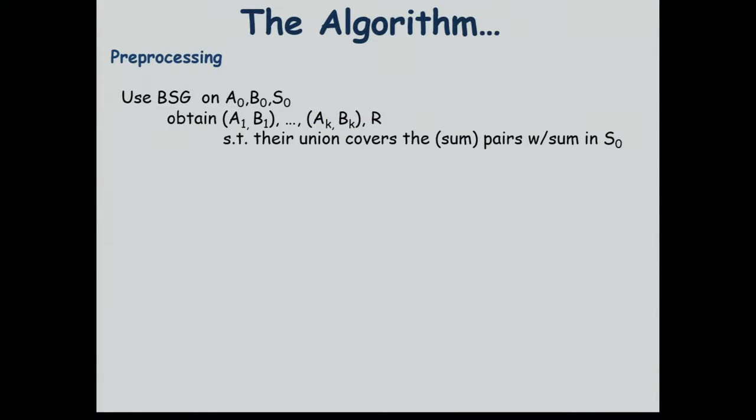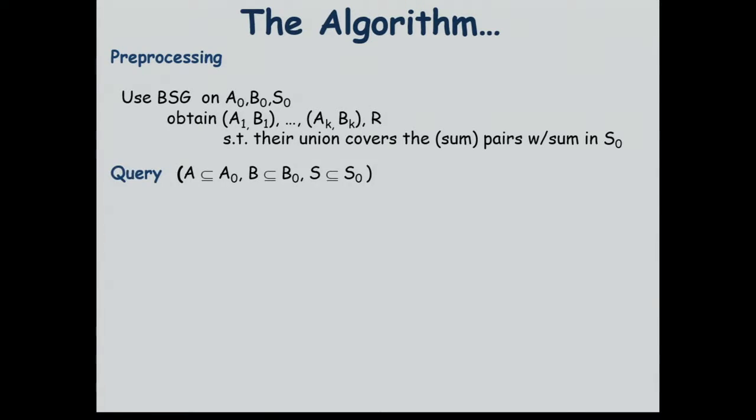So you just do the following. We're just going to use the theorem. You take your sets A0, B0, and S0, and you apply the theorem we just mentioned, the Balog-Szemeredi-Gowers theorem, and you get an A1, B1 till an AK, BK, and the R, which is the leftover, such that their union covers all the pairs which have sum in S of 0.